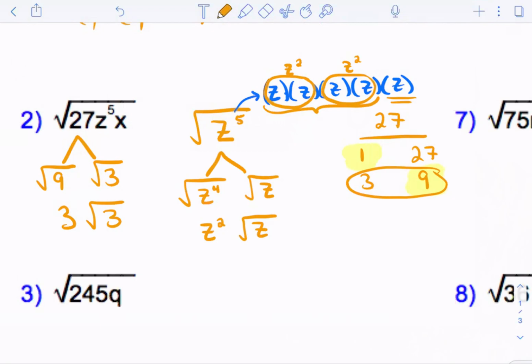Okay, and then if you take a look at the last one, the square root of x, I can't simplify that any further because it's only one x. It is not a perfect square, so that is going to stay.